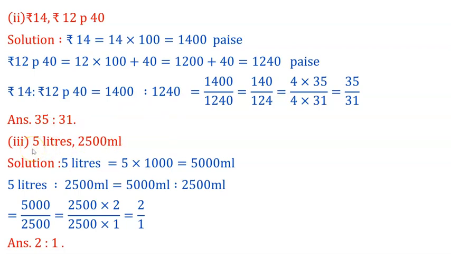Next, 5 liters and 2500 milliliters. Now we want to convert 5 liters to milliliters, that is 5 liters equals 5 into 1000, then you will get 5000 milliliters. Therefore, the ratio of 5 liters to 2500 milliliters is 5000 milliliters to 2500 milliliters. Therefore, 5000 upon 2500 is equal to 2500 into 2 upon 2500 into 1. 2500 gets cancelled and you will get the required ratio 2:1.